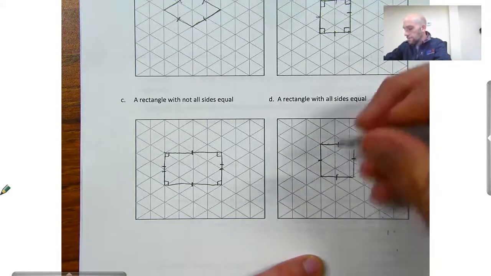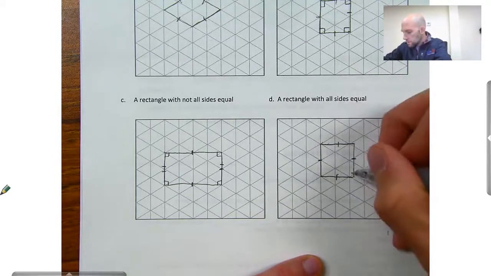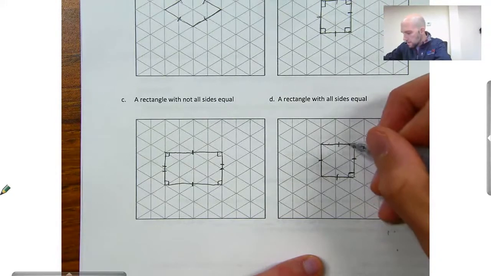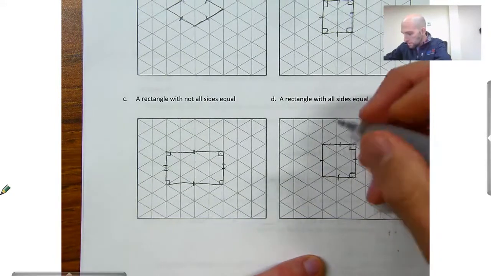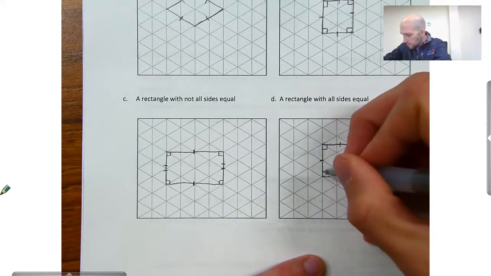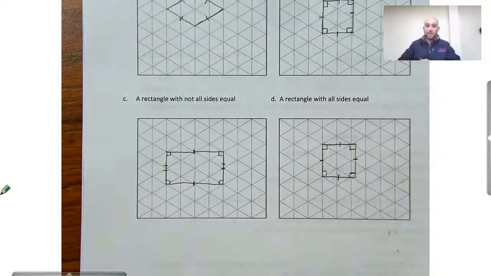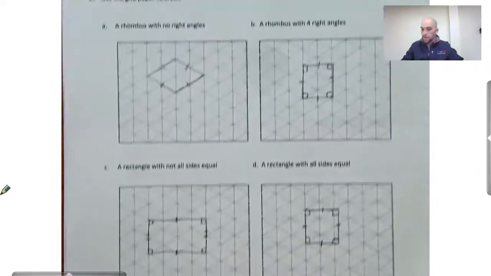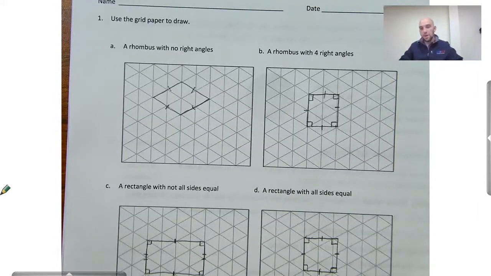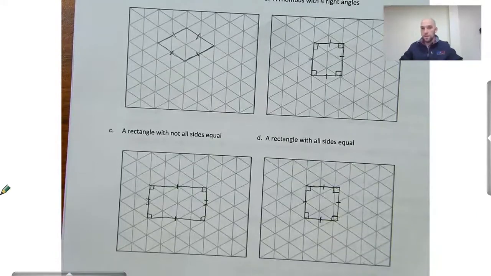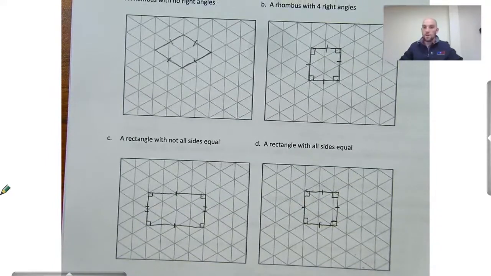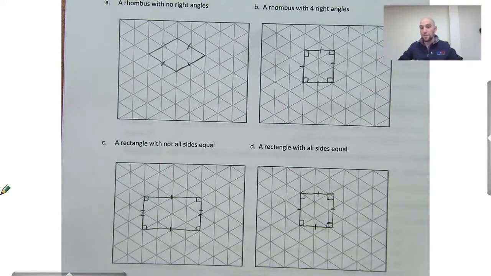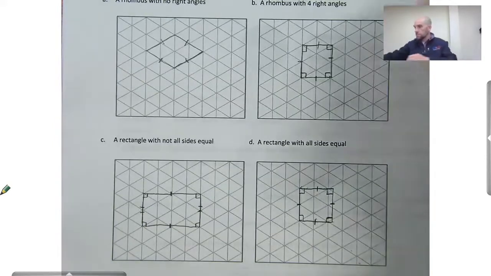And this time, all 4 of my sides are equal. And all 4 corners are right angles. And again, we have a square here. So a rectangle that has all sides equal is a square. A rhombus with 4 right angles is also a square. So all squares are both rhombuses and rectangles. It's a specific type of rhombus or rectangle.